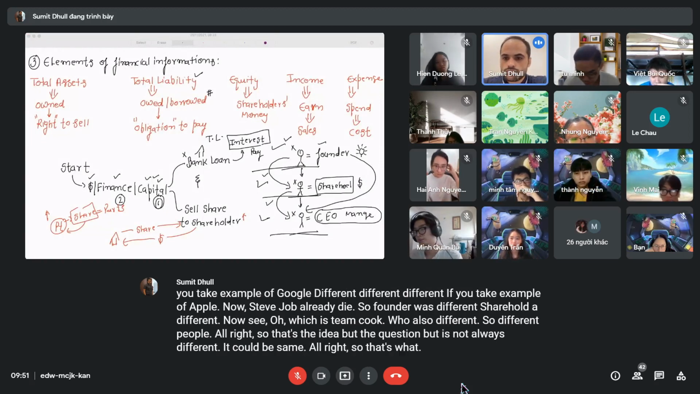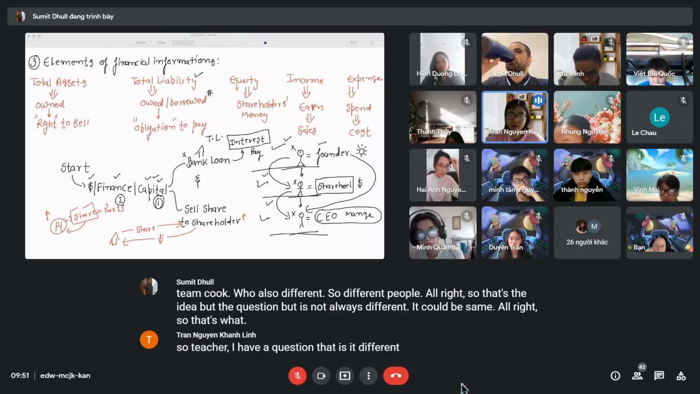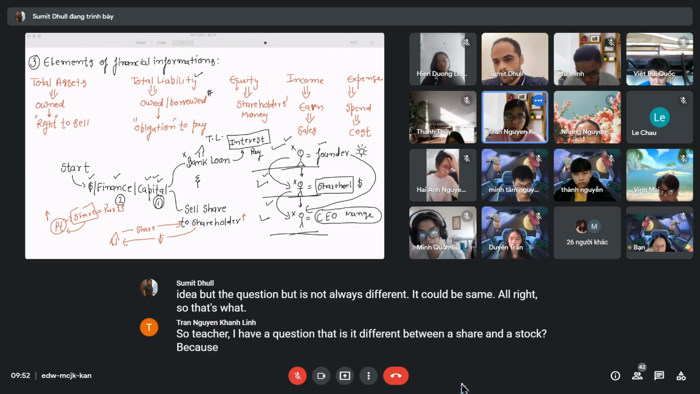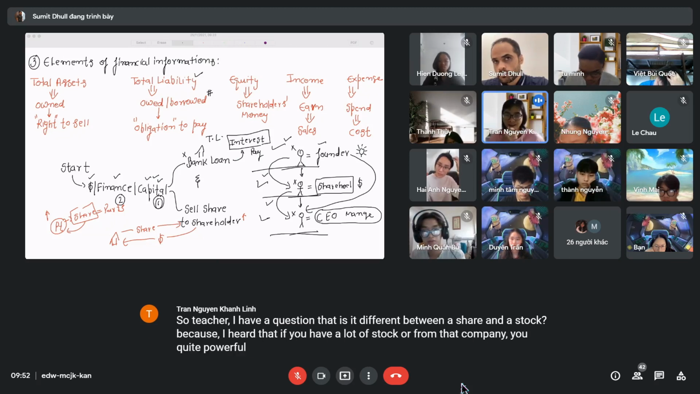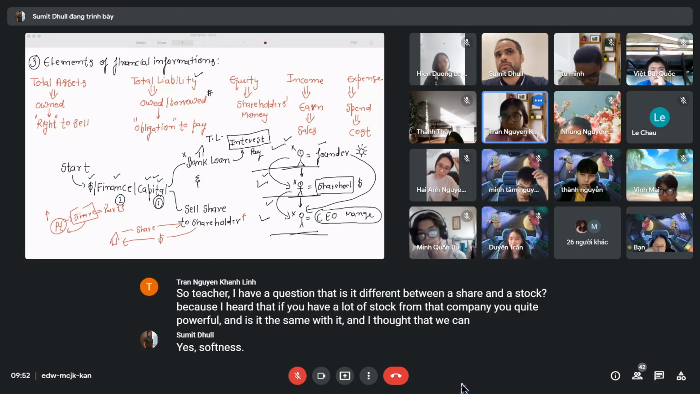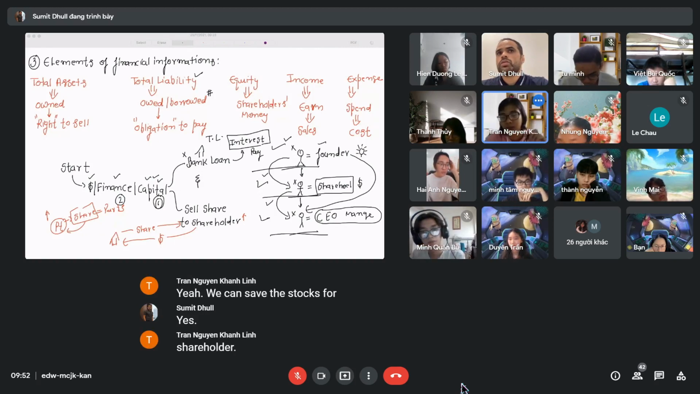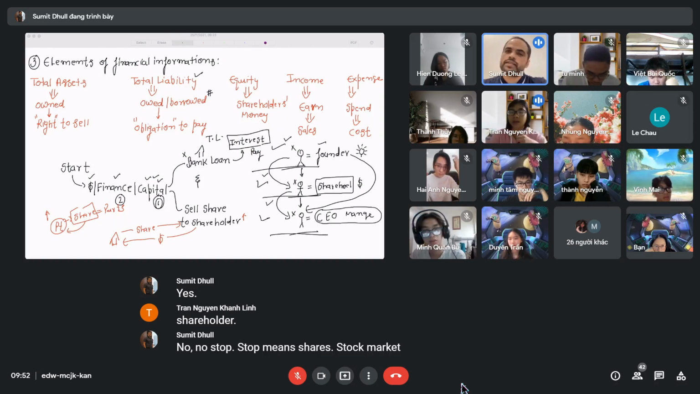So teacher, I have a question: is there a difference between a share and a stock? Because I heard that if you have a lot of stock from that company, you're quite powerful. And is it the same? Yes, and I thought that we can sell the stock to the shareholder. No. Stock means shares. Stock market, share market. Okay.